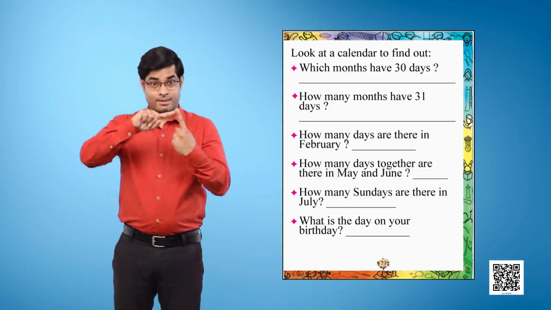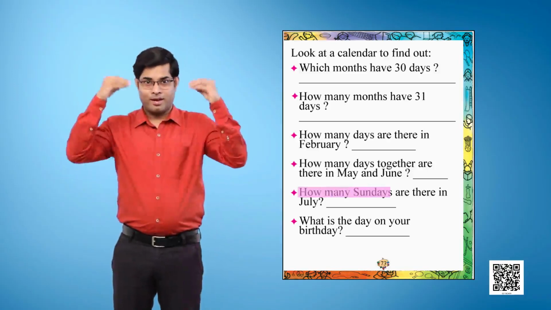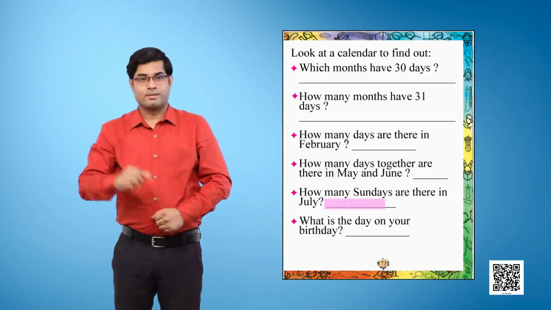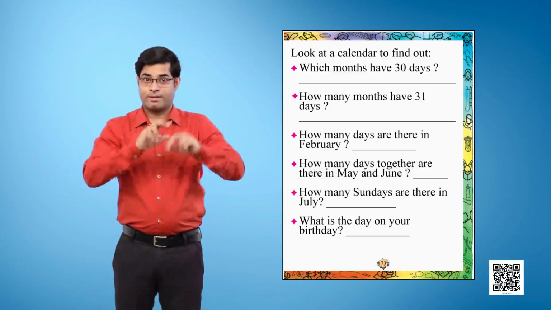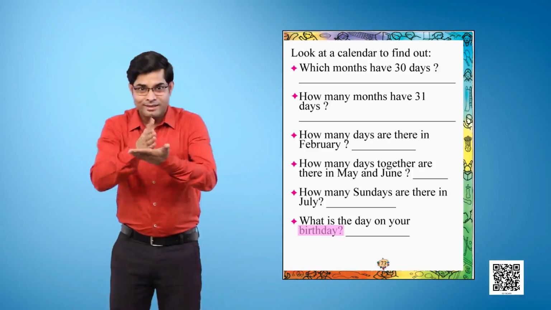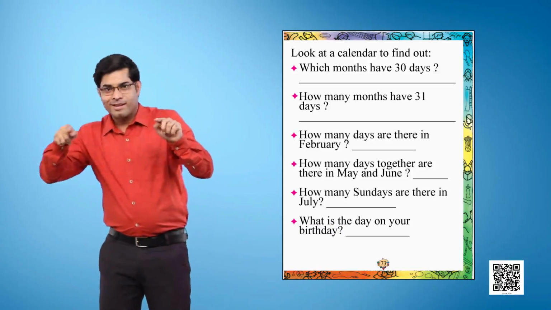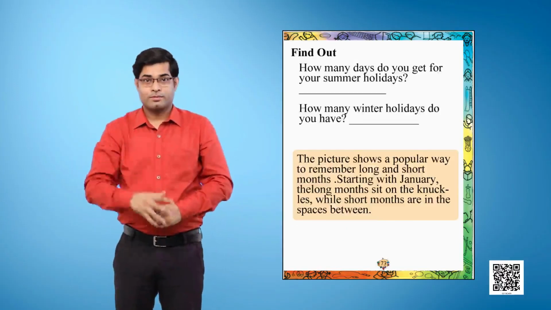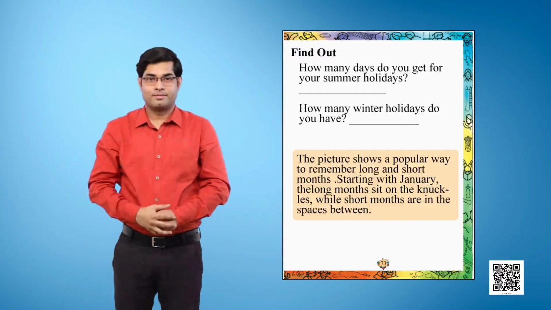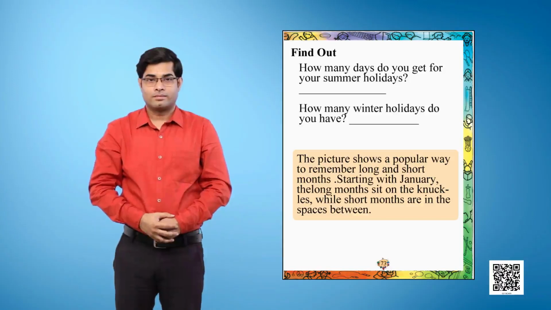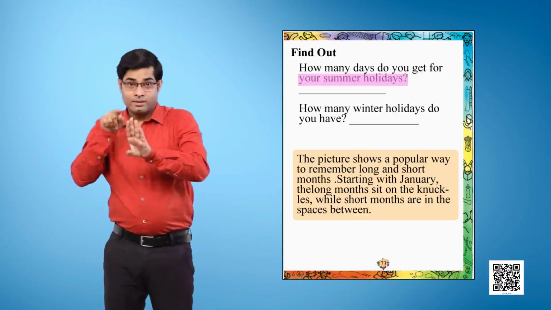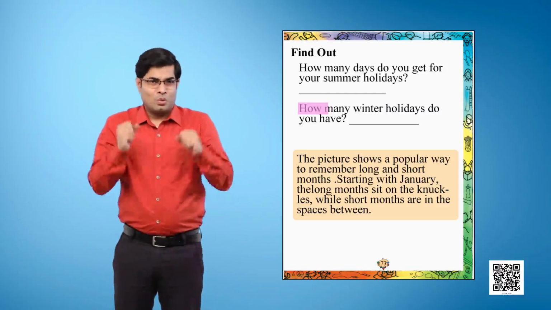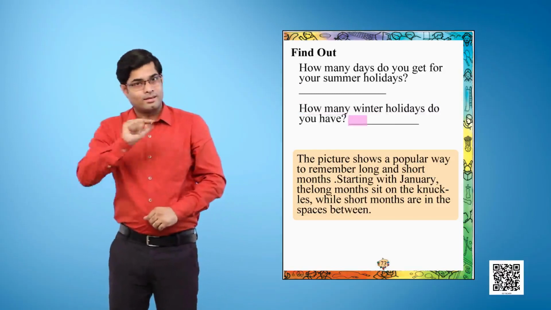Dash. E. How many Sundays are there in July? Dash. F. What is the day on your birthday? Dash. Question 2. Find out. A. How many days do you get for your summer holidays? Dash. B. How many winter holidays do you have? Dash.